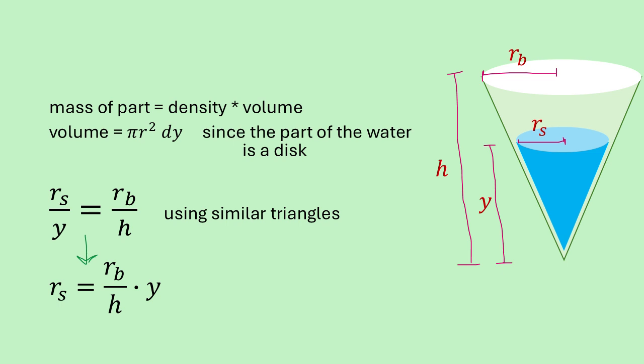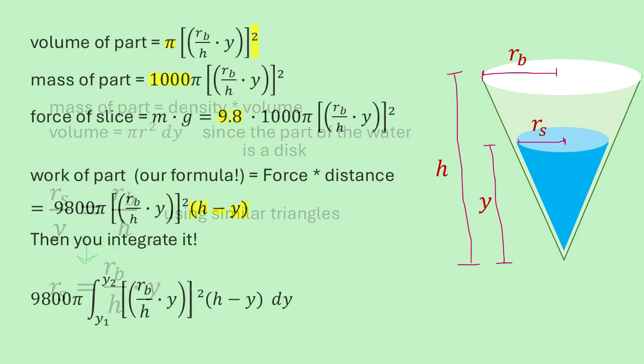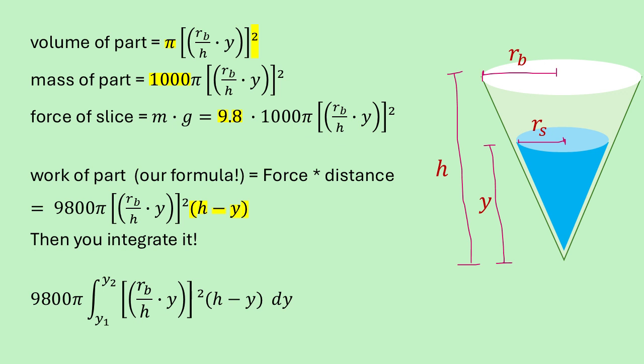That's our r variable, so now we have the volume. We multiply that by the density to get our mass, and then we multiply our mass by 9.8 to get the force. Then in order to get work, we multiply the force by distance, and that's where we get our final equation that we need to integrate in the integral that I showed before.